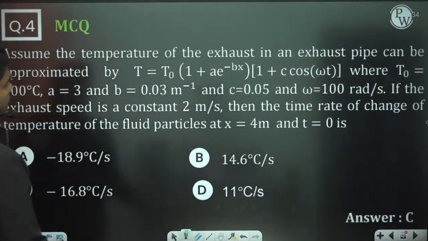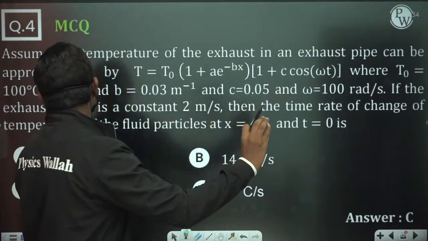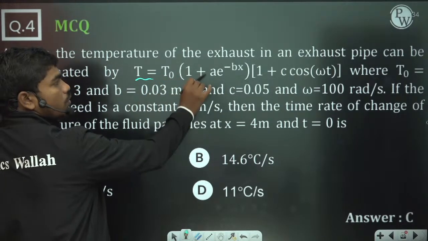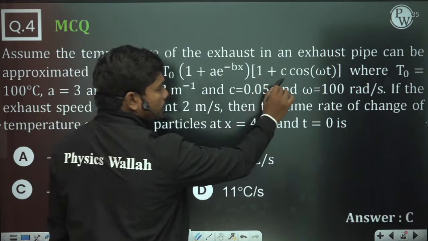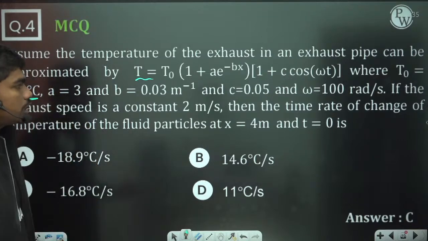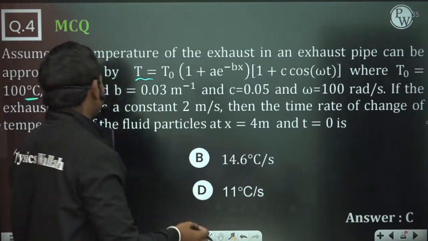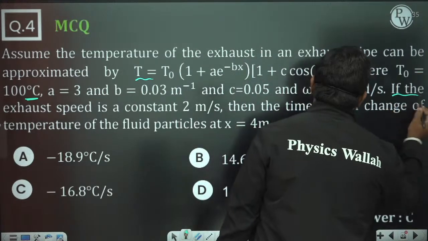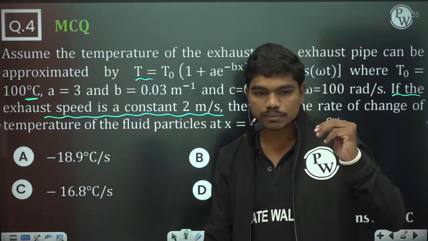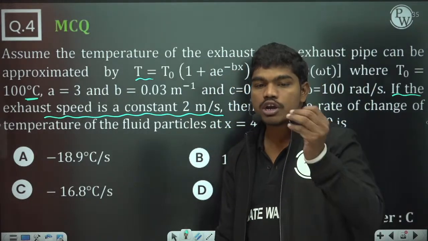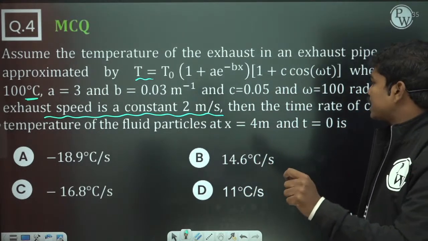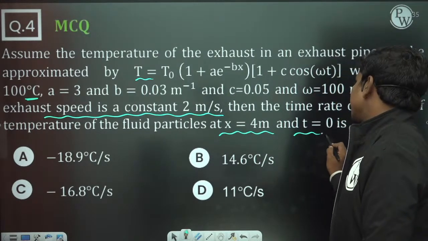See here, assume the temperature of the exhaust in an exhaust pipe at any location is given by T = T naught times (1 + A e^(-bx)) times (1 + c cos omega t), where T naught is 100 degrees Celsius, A is 3, B is 0.03 meter inverse, C is some constant, and omega is also a given constant. If the exhaust speed is a constant 2 meters per second, meaning the exhaust is moving out of the exhaust pipe at a constant velocity of 2 meters per second, then find the time rate of change of temperature of the fluid particles at x equal to 4 meters and t equal to 0.